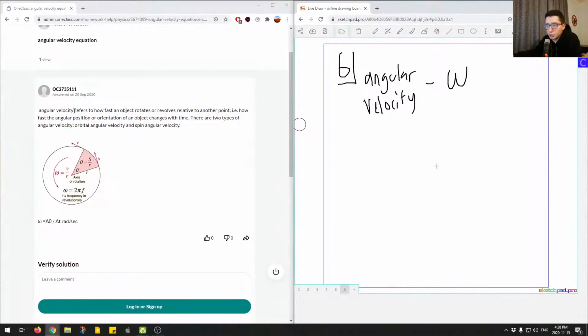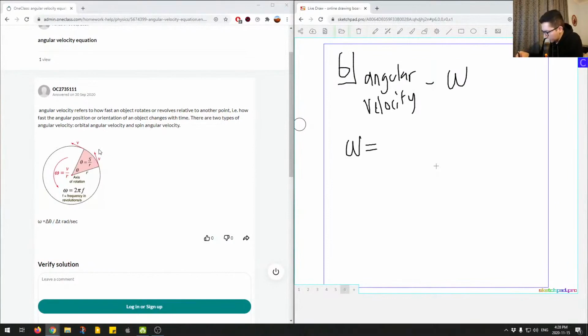So let's go through Janine The Tutor's solution. Angular velocity refers to how fast an object rotates or revolves relative to another point, how fast the angular position, the orientation of an object, changes with time. There are two types of angular velocity: orbital angular velocity and spin angular velocity. So here we're giving a general explanation. Essentially, how to calculate it is as follows.